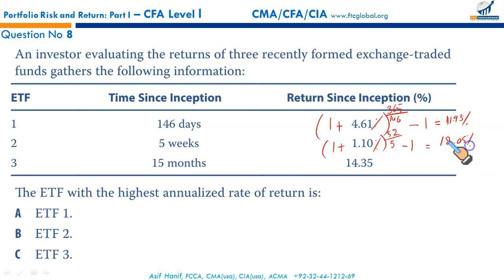12.05%. Then last one, ETF 3, 15 months, 1 plus 14.35%. How many months are there in a year? 12. Months since inception, 15. Minus 1 would give you 11.32%, which means the ETF with the highest annualized rate of return is your fund 2, ETF 2. That makes B to be the correct option.